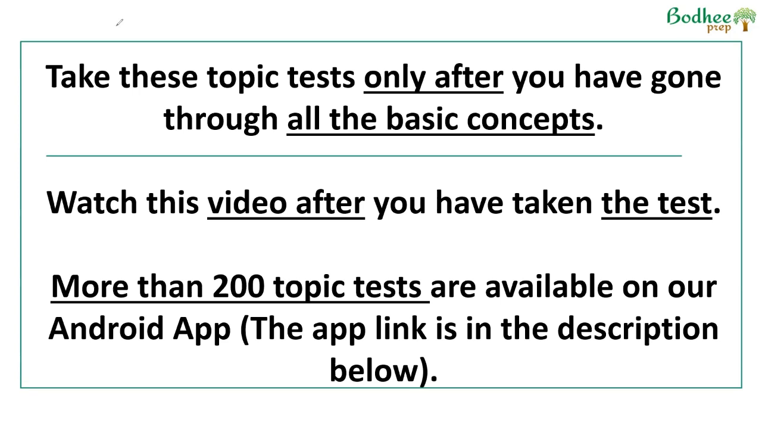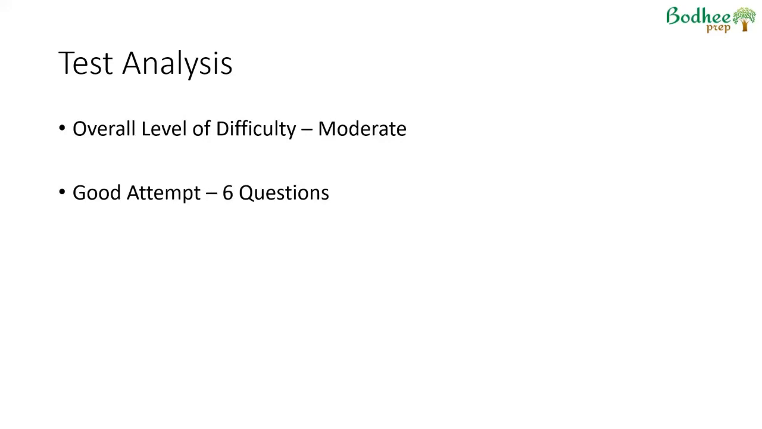This video specifically is on the topic trigonometry. This is the fifth test that we are discussing. In terms of analysis, the test was about a moderate level of difficulty and about 6 questions net correct would be a good attempt. The overall time required for this test would be somewhere around 20 to 22 minutes. In this time, we'll be able to go through the 10 questions and get ourselves the 6 easy ones to get a 95 plus percentile.